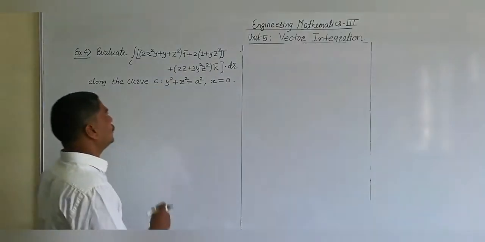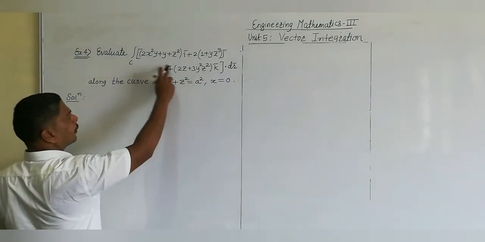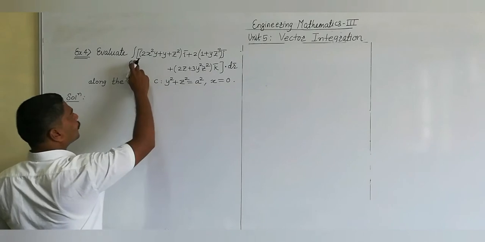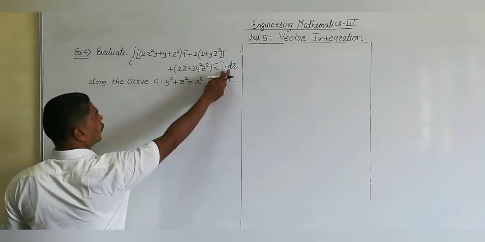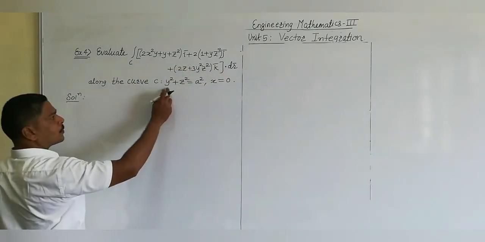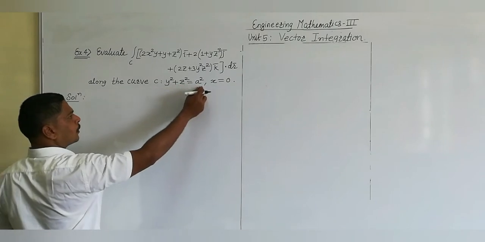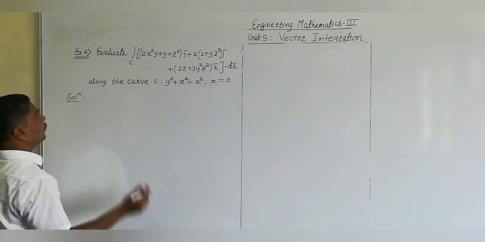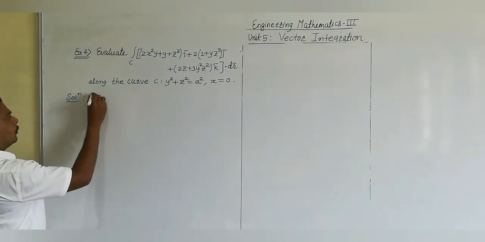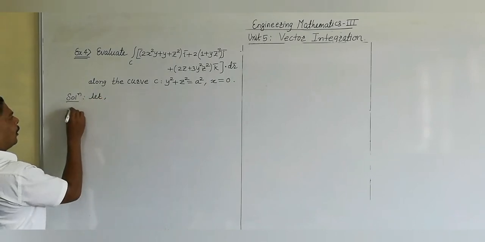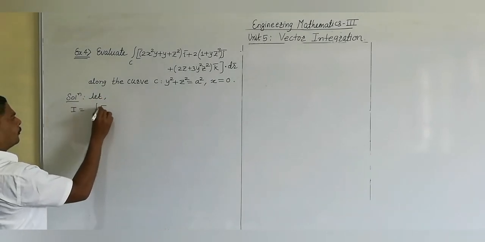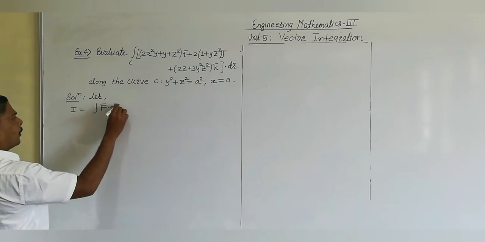Next example is evaluate this integration over c of this function f bar dot dr bar along the curve c, y square plus z square is equal to x square and x is equal to 0. So first of all, let I is equal to integration f bar dot dr bar over c.